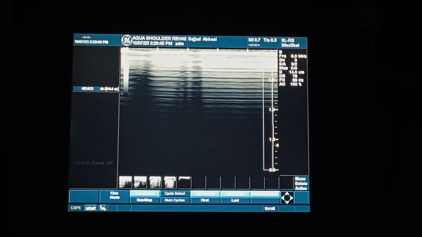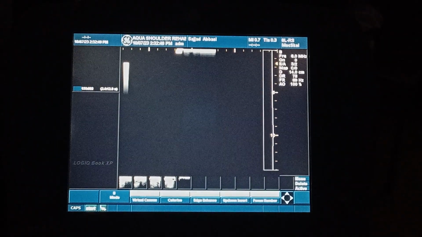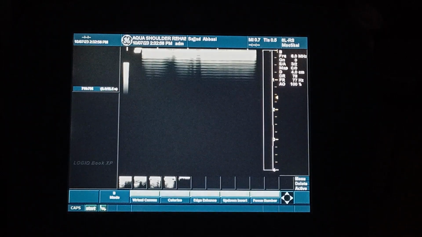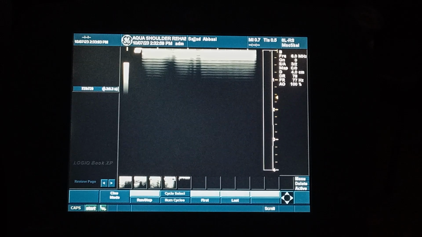Now let's unfreeze it. The freeze is to stop everything. Once you freeze, everything will stop. The first thing that I should select is the depth. I want to scan my abdominal muscles. I want to look for my rectus abdominis, external oblique, internal oblique, and transversus abdominis. These four muscles should be the target of my activity today. And I want to set or check the right side of my body.